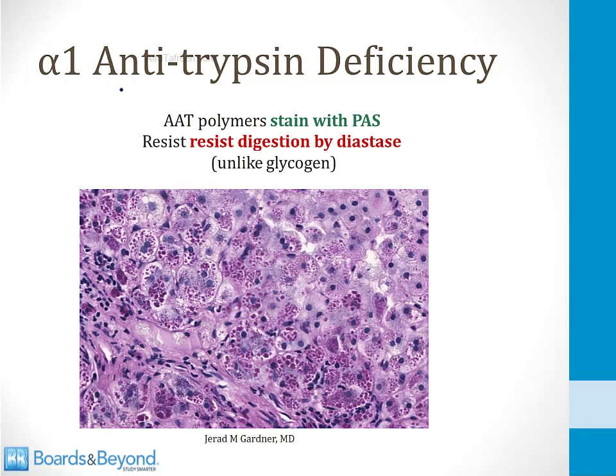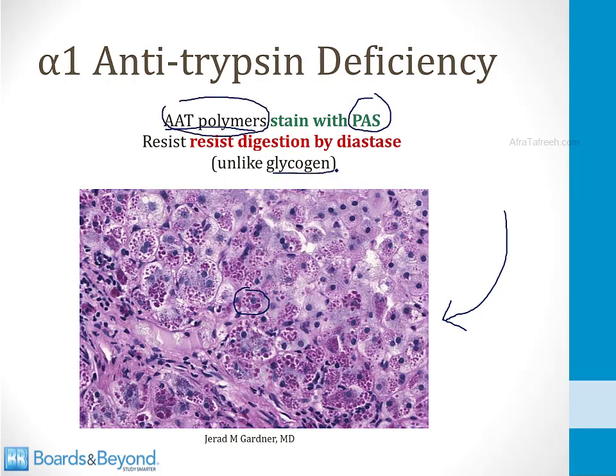A very high-yield feature to know about regarding the liver involvement of alpha-1 antitrypsin deficiency is that alpha antitrypsin polymers, those pathologic polymers in the liver, stain purple with the PAS stain. PAS stands for periodic acid-Schiff stain. If you look at this biopsy specimen on the screen here, you can see all these purple deposits amid the hepatocytes, and those purple deposits are pathologic polymers of alpha antitrypsin.